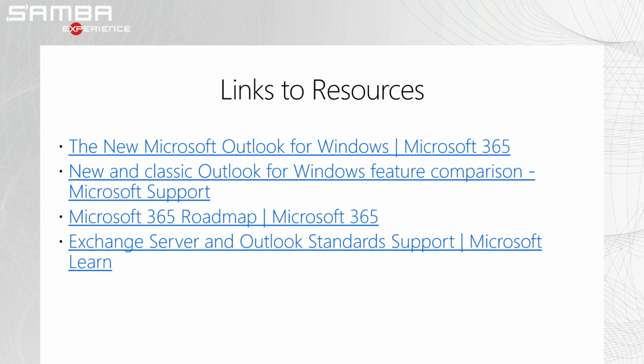The third one is a link to the Microsoft 365 roadmap. This roadmap is huge. It includes multiple products. So the link that I provide is filtered. It shows features specific to new Outlook for Windows. And last but not least, I have a link to Exchange Server and Outlook standard support. This is open specifications on learn.microsoft.com if you want to learn more about how standard protocols are implemented, like POP, IMAP, and iCal. It is here.